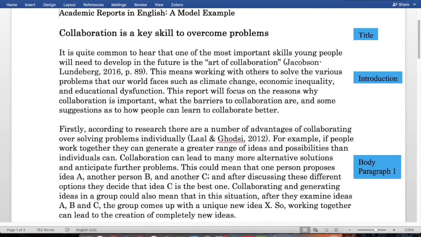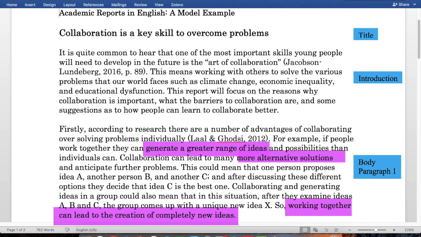The first sentence says, firstly, according to research, there are a number of advantages of collaborating over solving problems individually. So the topic here is number of advantages. So we can imagine that the rest of the paragraph will give us some advantages of collaboration. And if we have a look, we can see several advantages: generate a greater range of ideas, more alternative solutions.